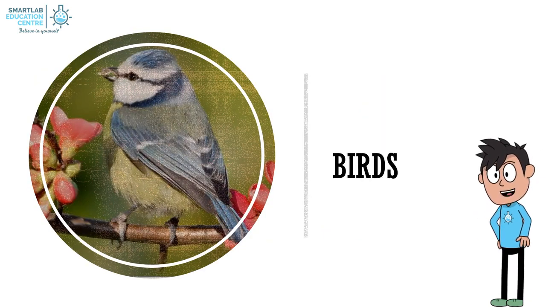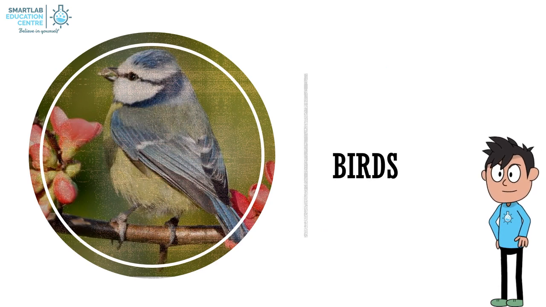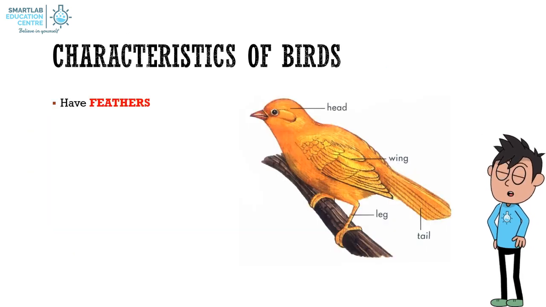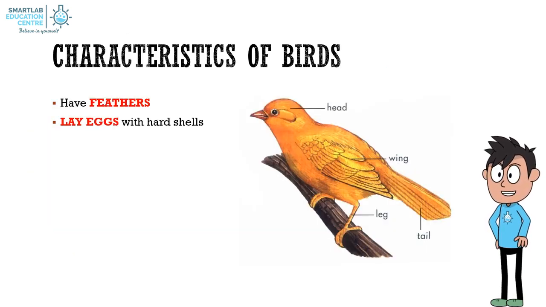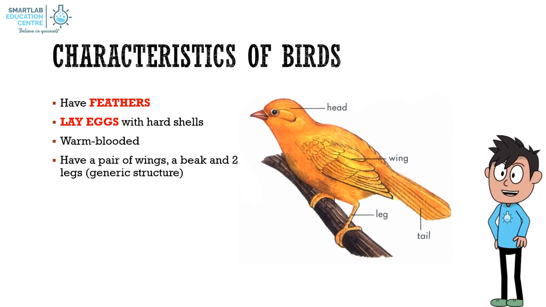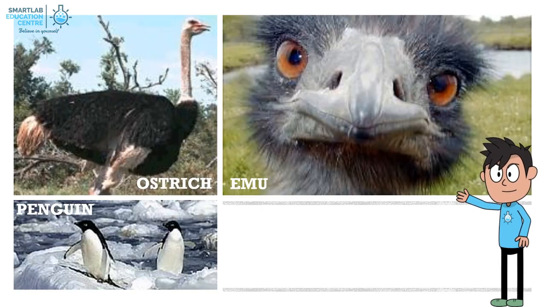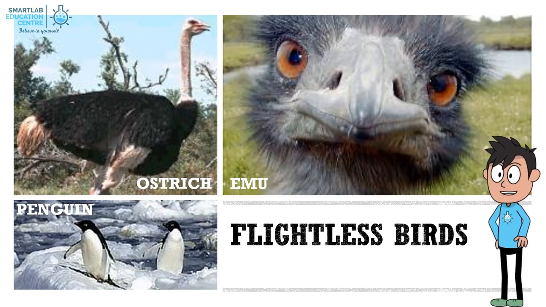Birds, the feathery animals. They have feathers all over their body. Lay eggs with hard shells. Warm-blooded. Also have a pair of wings, a beak, and 2 legs. While having wings allows them to fly, some can't. They are also known as flightless birds. Examples of flightless birds are ostrich, penguin, and emu.